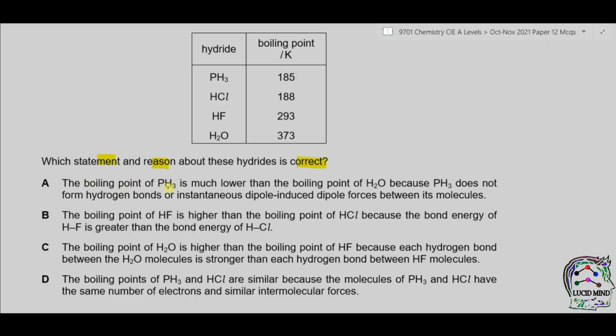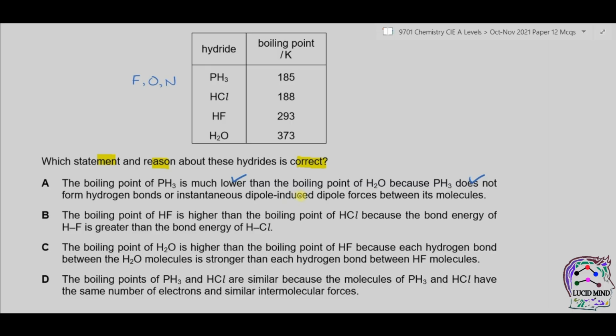Part A, the boiling point of PH3 is much lower than the boiling point of water. We can see PH3 is 185 and water is 373. This is true because PH3 does not form hydrogen bonds or instantaneous dipole induced dipole forces between its molecules. For hydrogen bonding, we must have three elements directly attached to hydrogen. Either it should be fluorine or oxygen or nitrogen. So this part is correct that it does not form hydrogen bonds.